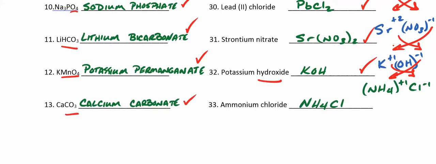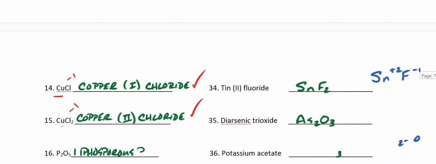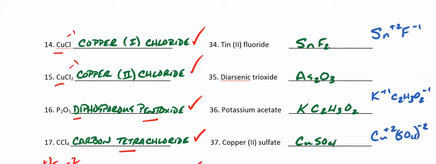Let's look at the next one. We've got a polyatomic ion in ammonium. Ammonium is NH4, chloride is Cl. We've got ammonium chloride, NH4Cl, just like that. That's number 33.